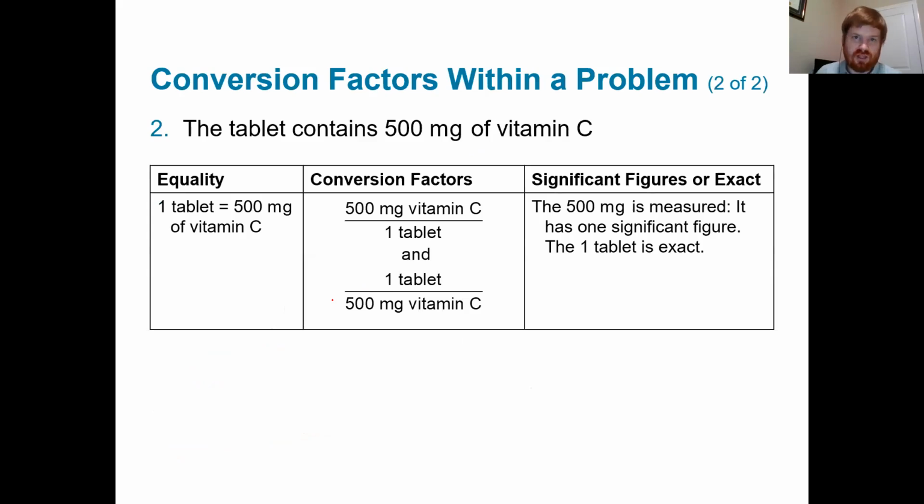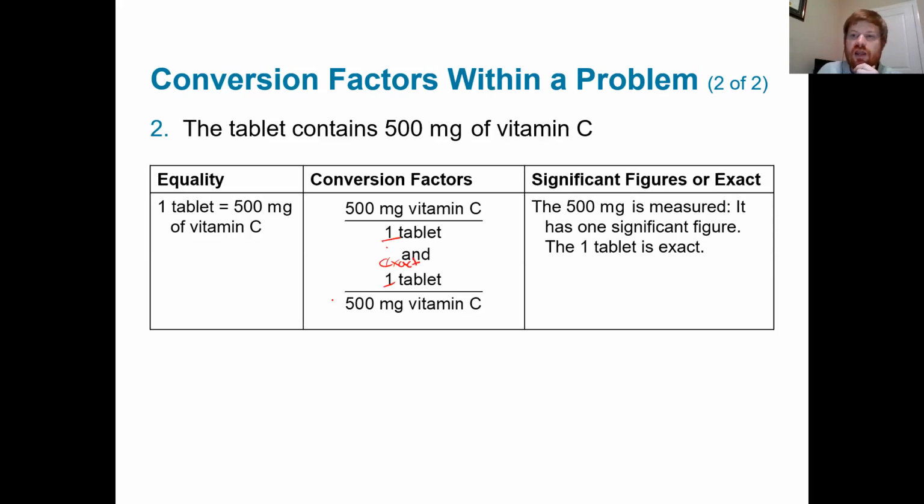Okay, let's do something medical. Well, let's say that you're giving a tablet to a patient. The tablet contains 500 milligrams of vitamin C. That means that the equality that we could write would be 1 tablet equals 500 milligrams of vitamin C. Or in terms of conversion factors, there's 500 milligrams of vitamin C per 1 tablet, and 1 tablet per 500 milligrams.